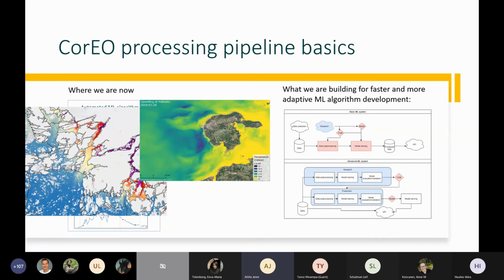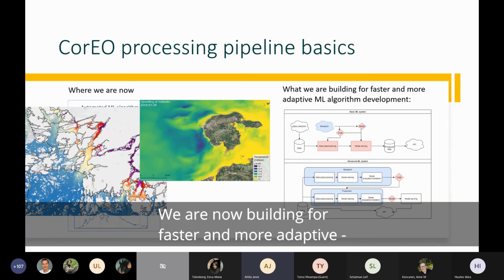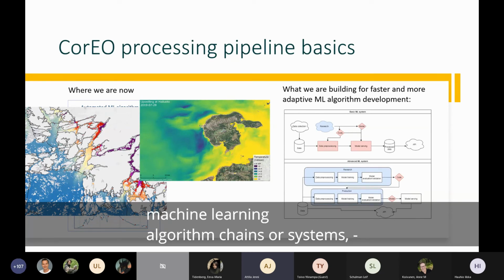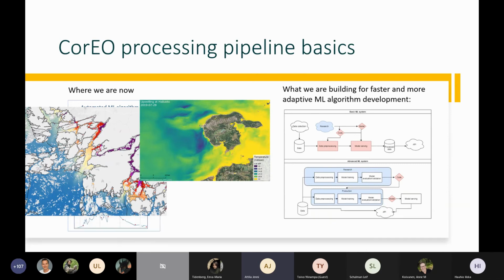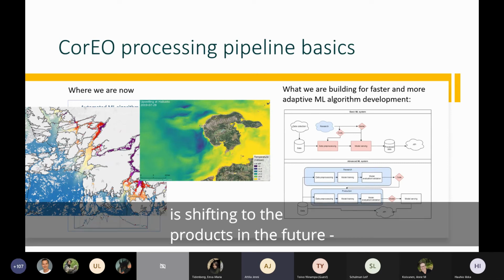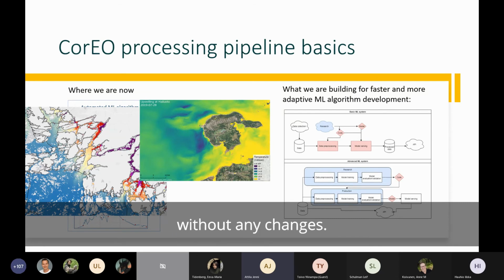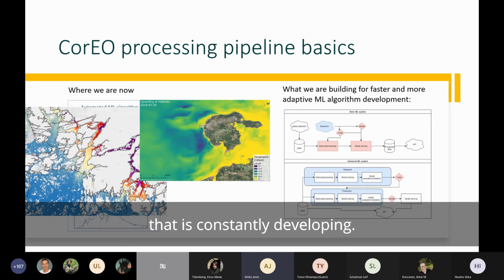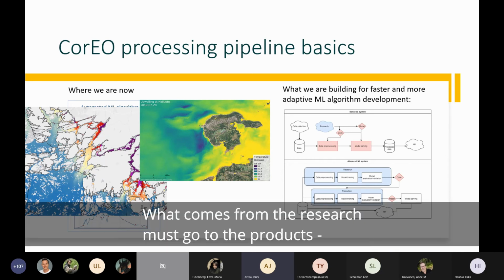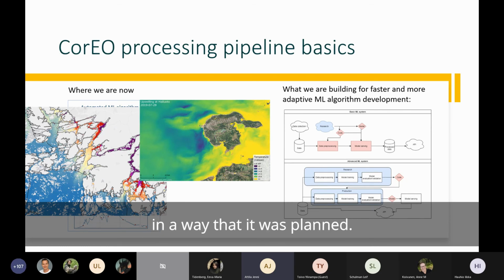What we are now building for faster and more adaptive machine learning algorithm chains or systems, we want to make certain that what we do on the research side shifts into the production phase in the future without any changes. And this is actually quite an important part with the processing chain that is constantly developing. What comes from the research must go to production in the way that it was planned.